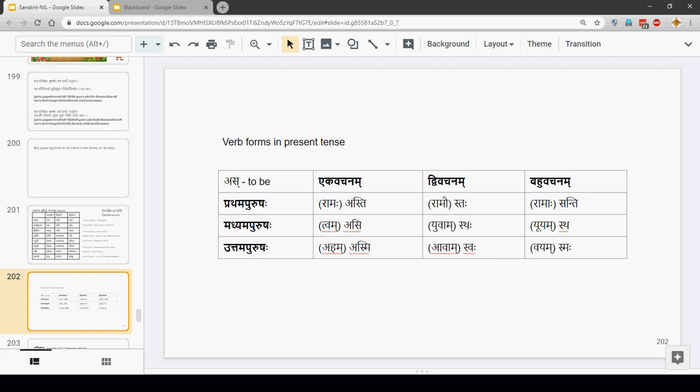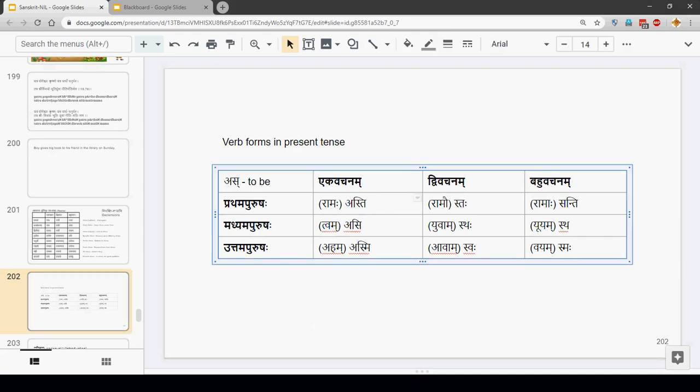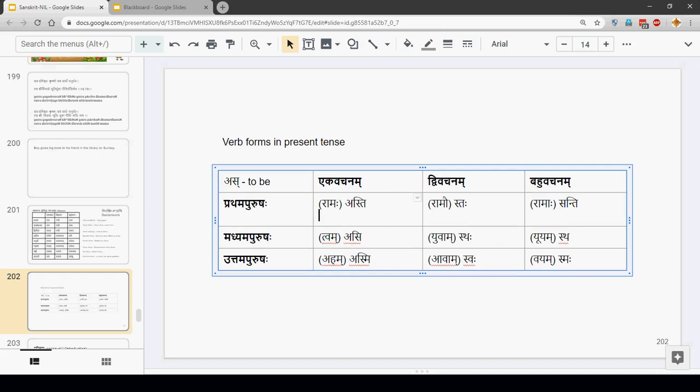Each table, as you see here, has 9 forms. The verb has 9 forms here. So what are the forms here? Actually, only this form. What is in the parenthesis, like Ramaha, is shown just for reference, as an example of a noun used with that verb form. But the actual verb form is only the one outside the parenthesis. So asti, staha, santi, asi, sthaha, stha, asmi, swaha, smaha. If you want, I can write the transliteration here. Like asti, staha, santi. Right.